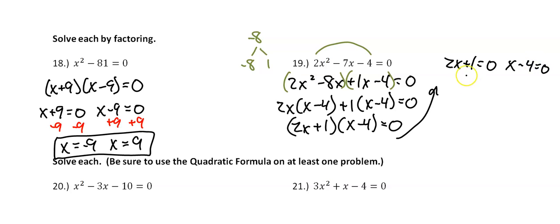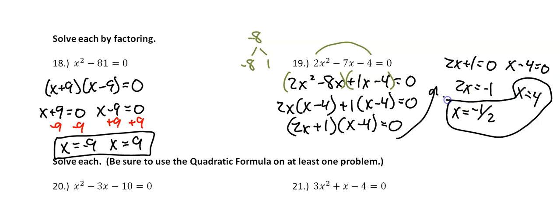And I solve each. This one I subtract the 1. I'm not going to show every single step here. Divide by the 2. And that's a -1/2. Here I add the 4 over to the other side, so x equals 4. Okay? And those are my two answers.